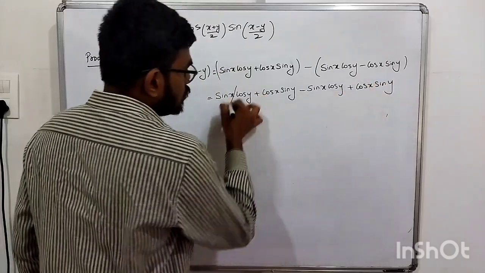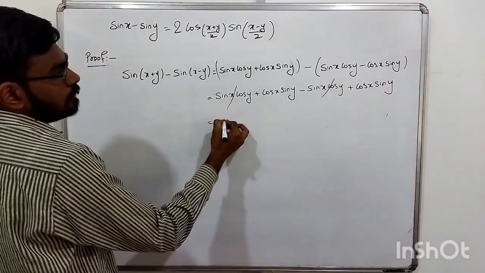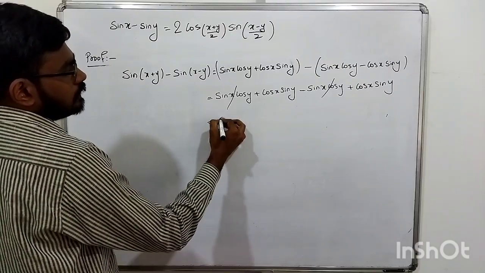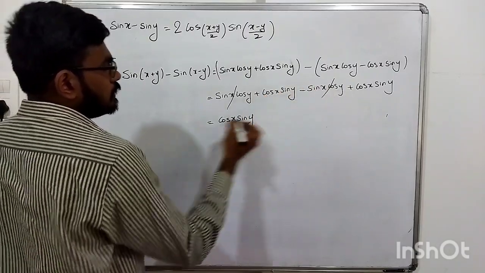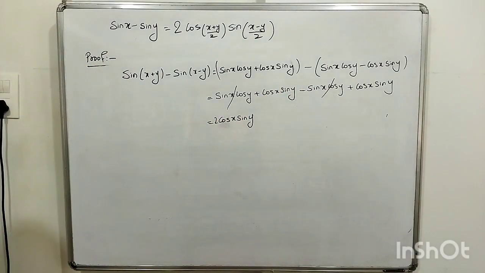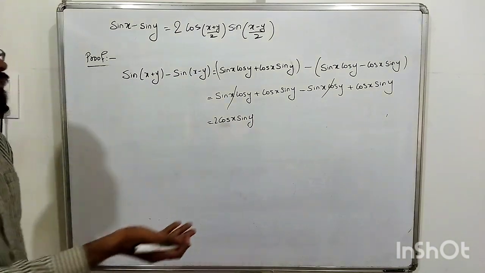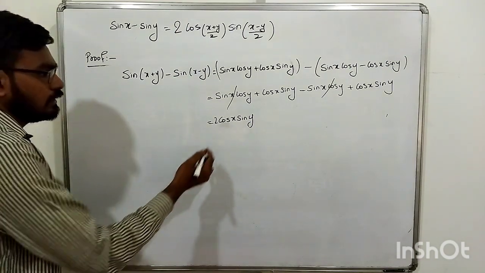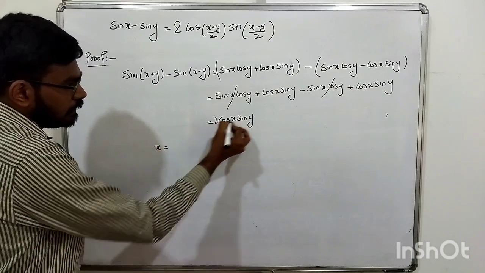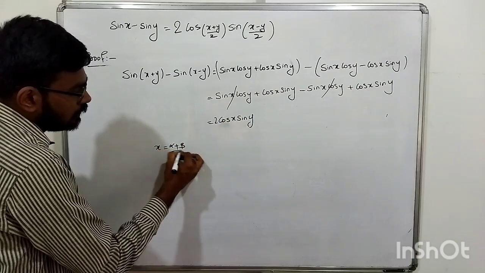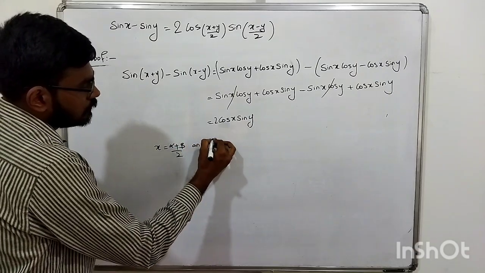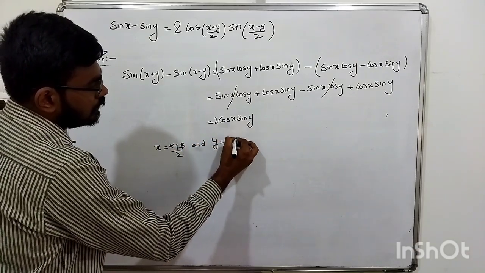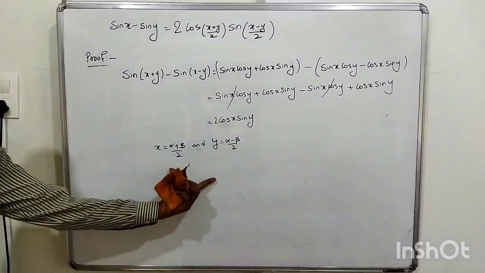So now this sin x cos y goes and this second part remains. See, cos x sin y plus cos x sin y. This 2 remains. We get 2 cos x sin y. Remaining things will do same. Here there is cos, here there is sin, and we'll get the same answer. Means if in place of x we write alpha plus beta upon 2, and in place of y, alpha minus beta upon 2, and then substitute here.